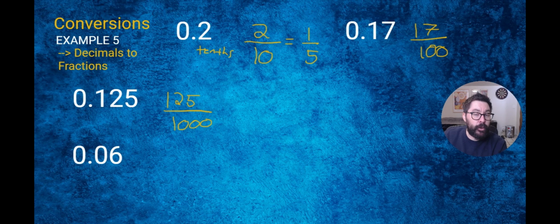125 actually goes into 1,000 evenly. So we're going to divide 125 up top. And we're going to divide that by 125 to get 1. And we'll also divide this bottom number by 125. We kind of have to. And that gets us 8.